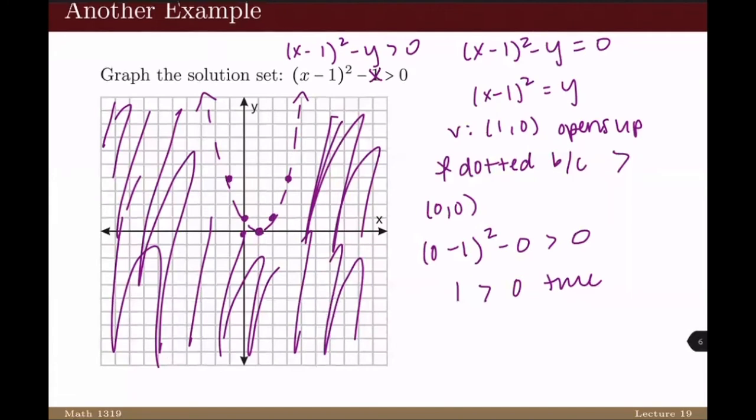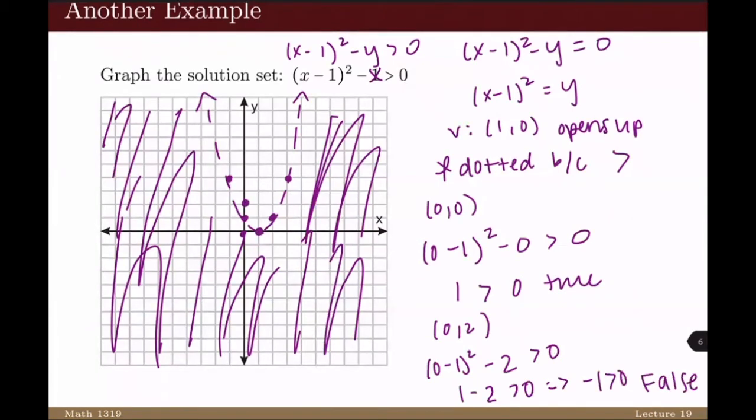So let's pick the point (0, 2), which is inside my parabola. We would have (0 − 1) squared − 2 > 0, which is 1 − 2 > 0, which is −1 > 0, which is false. So you can see that the points inside the parabola make the inequality false, and the points outside the parabola make the inequality true. So we want to shade only outside the parabola, only what makes our inequality true.